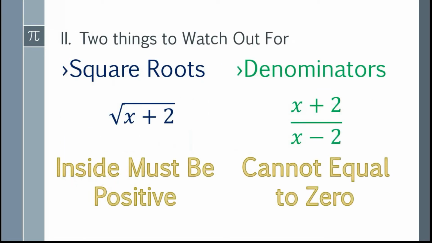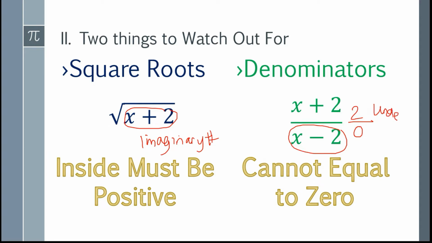So two things to watch out for: square roots and denominators. For square roots, the inside must always be positive, because if it's not, the answer will be an imaginary number, and we don't want an imaginary number. Next are denominators. The denominator cannot equal 0, because any number, for example 2, divided by 0 gives an answer of undefined, and we don't want that to happen.